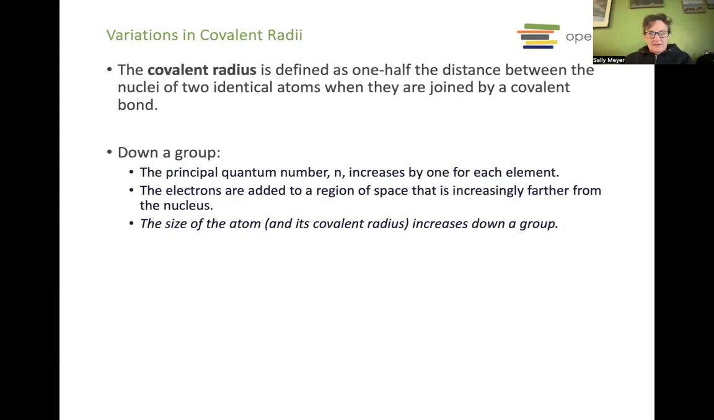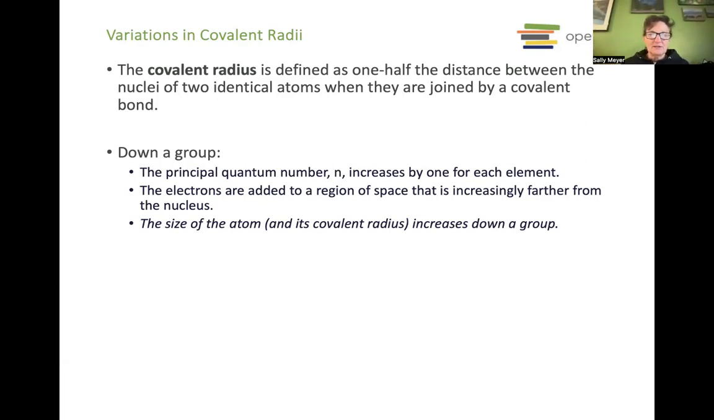So the radius is actually, because you can't really say exactly how big an atom is, because it goes forever, but you can look at a covalent bond. And if you look at a covalent bond, you can define the radius that way. So if you have 2 atoms bonded together, and if you cut it 1/2 the distance, then you're going to say that that's the size of the nuclei that was in that bond.